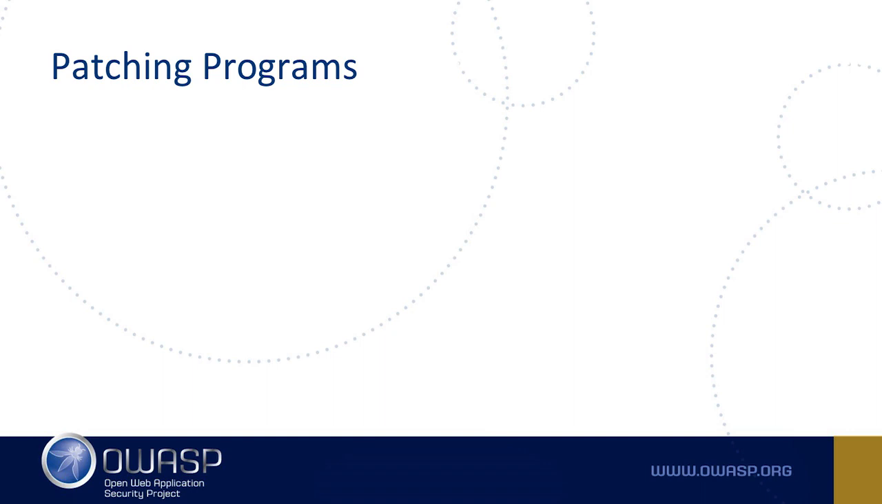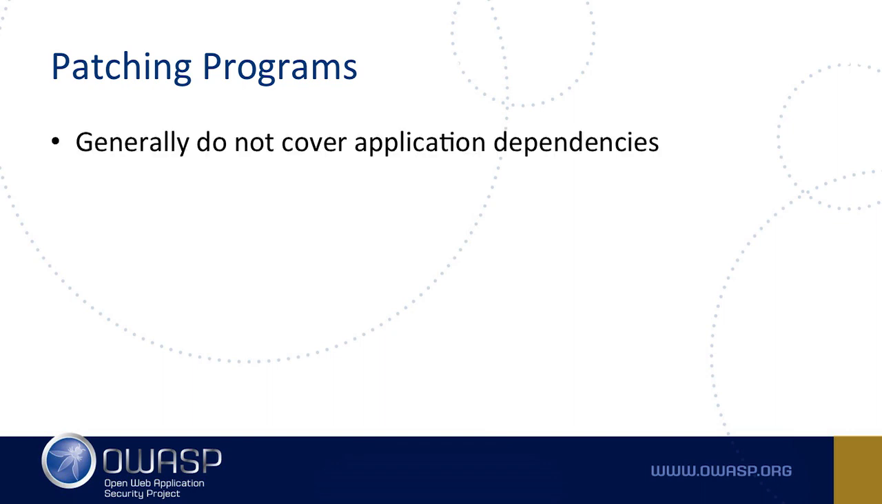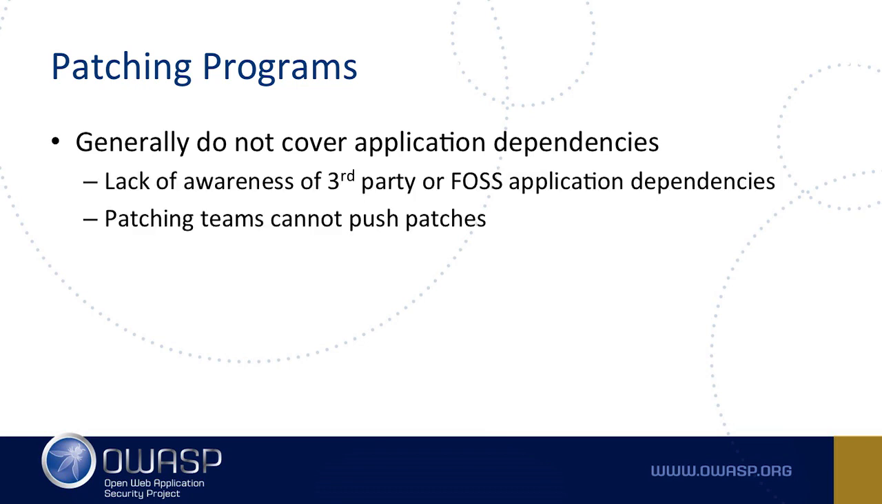Okay, so next, on to patching programs. Everybody's familiar with patching programs within their organization. You'll get your Microsoft Office updated, you'll get your OS updated, and they'll even upgrade WebLogic, Tomcat, and your middleware components. But they don't generally cover application dependencies. Part of that is, again, going back to the lack of awareness. Most companies don't have a list of what third-party open source components are in their applications. They don't even have an inventory of this stuff. They'd have to go back to development and say, what are you actually using?